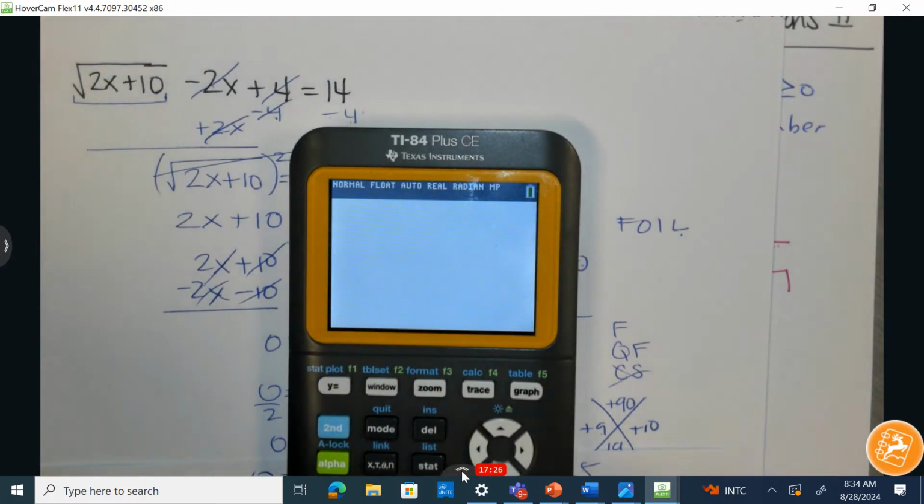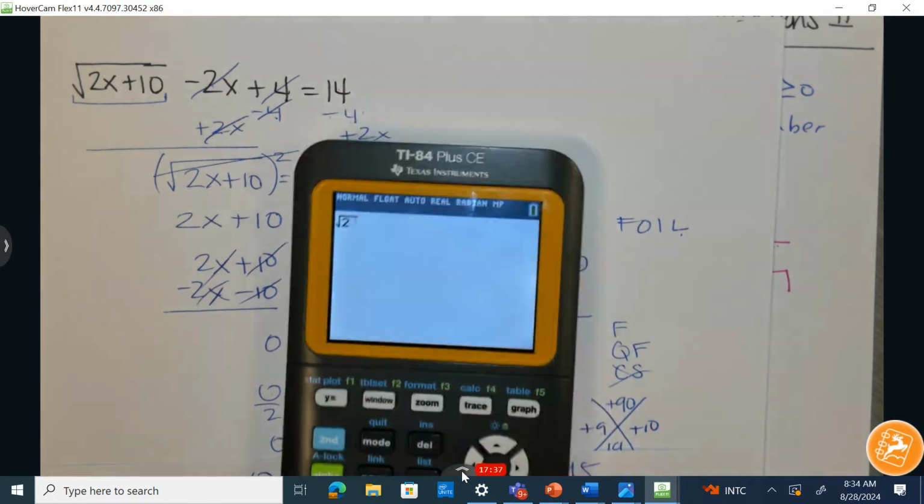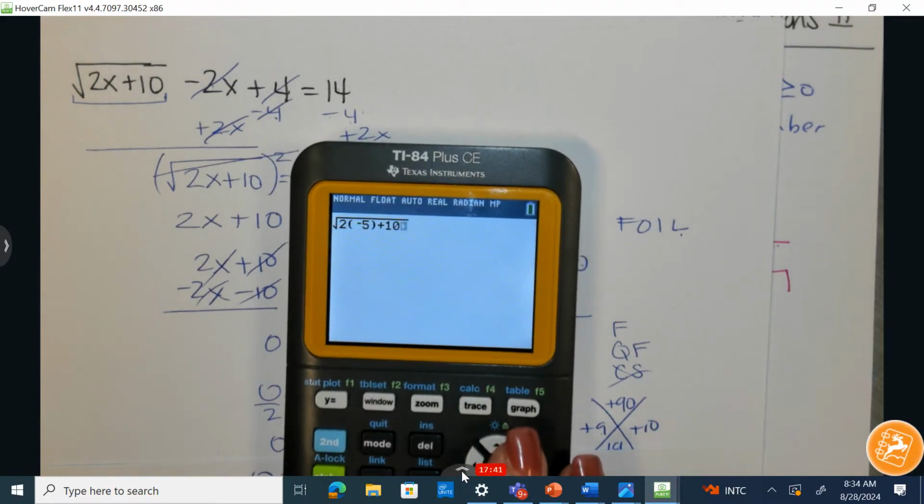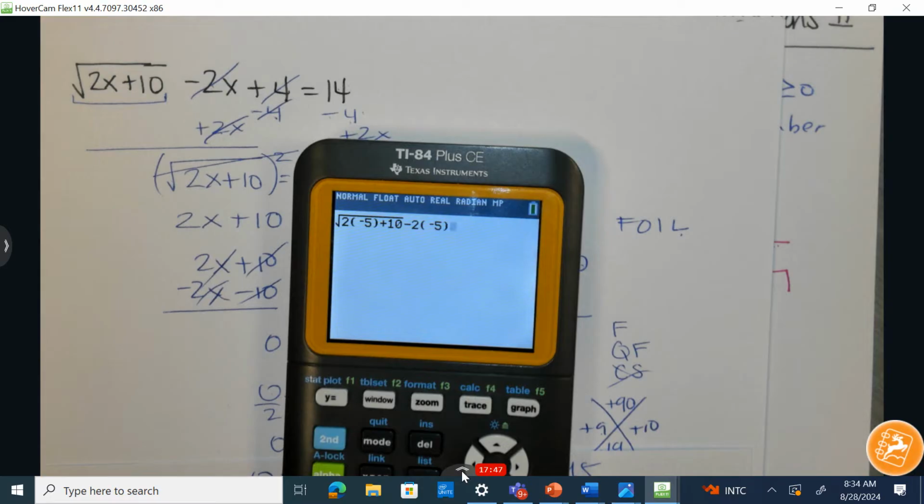Let's check this out. You ready? Let's do this a little bit slower together, because sometimes it's like, what buttons do I push? So I'm going to hit the blue button and go straight down about 5 keys until I find the square root. And I'm going to start by trying a negative 5. So negative 5 goes in parentheses plus 10. I move outside of the radical by using the arrow to move to the right. Subtract 2 times negative 5 plus 4.